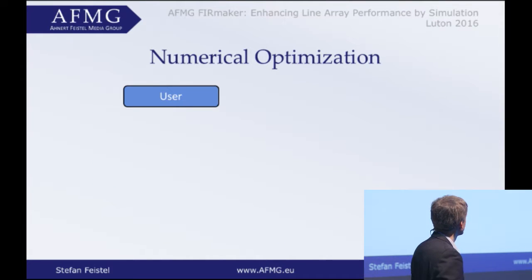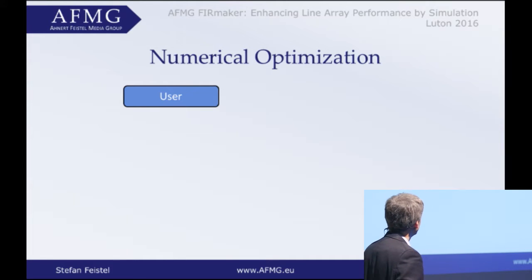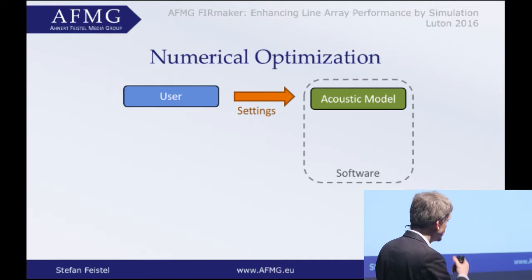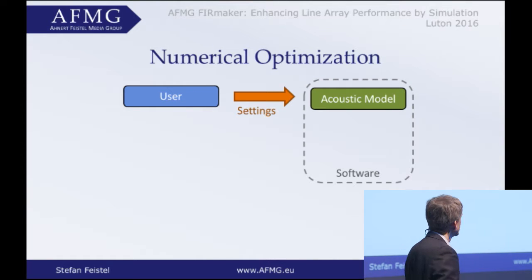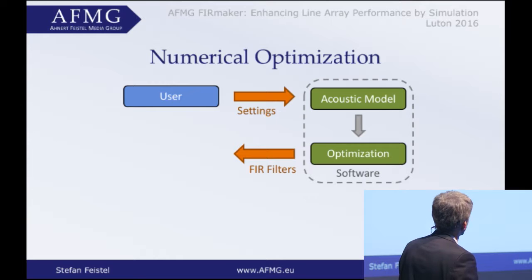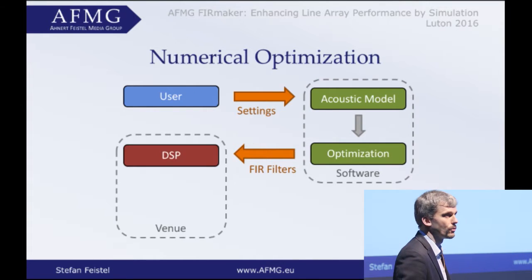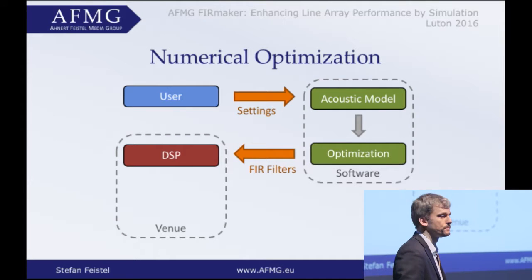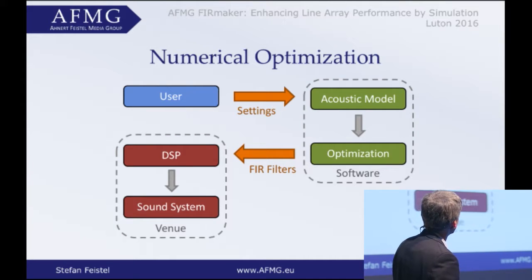Okay, how does it work when we use these FIR filters? Well, basically, with FIRmaker, the user first has to put in the venue, for example, in EASE Focus, then he runs the optimization with his given goals, and FIR filters are calculated from that, and they are uploaded into the DSP software. And of course, this signal processing is then applied to the sound system, and you can listen to it.